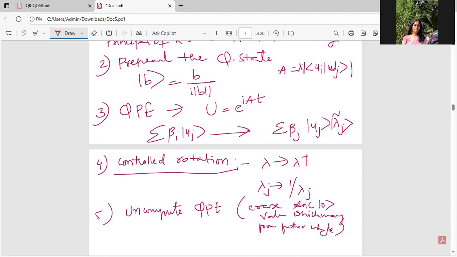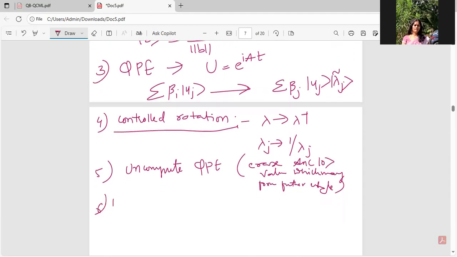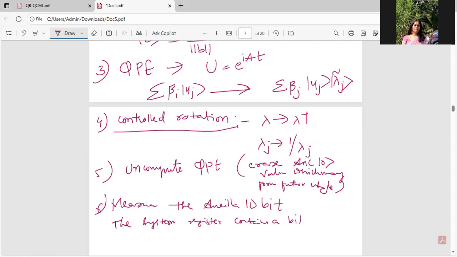Finally, what I will do, I will measure the ancilla 1 bit. Okay. Hence, the system register contains a state proportional to A inverse B. Okay. A inverse B.